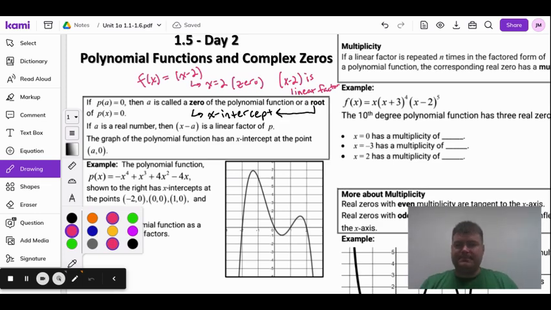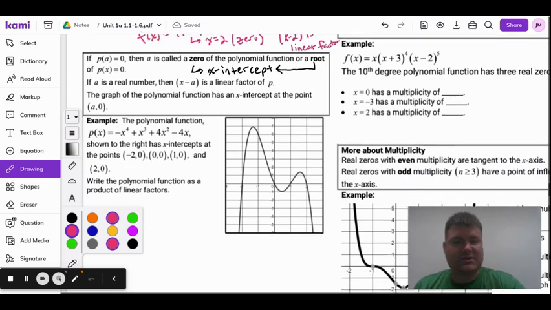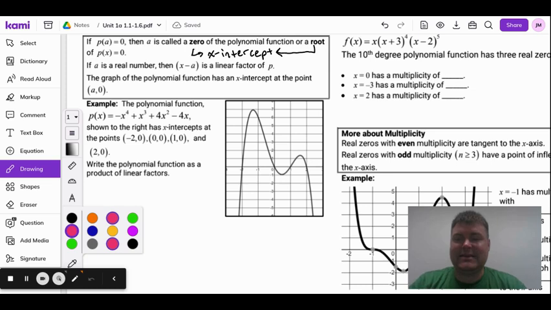Okay, just a little bit of technical terminology. Again, if we have a zero, which is a root, and it's an x-intercept, we have an x-intercept at the point a comma 0. So you just need to be able to put all that together.